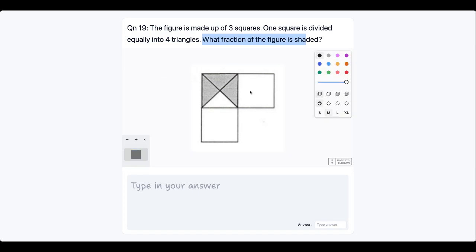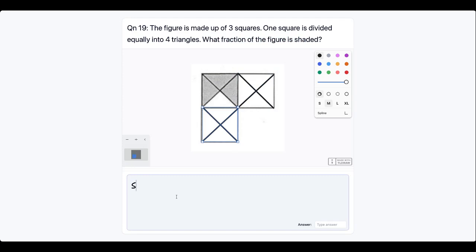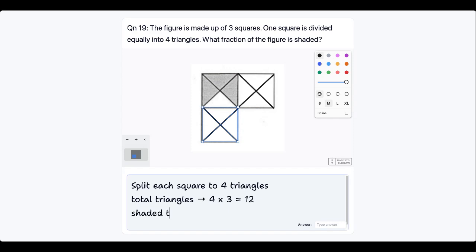Okay, so from here we can split each square into four equal triangles. Same goes for the other one as well. That's what you see over here. So we split each square into four triangles, which means the total number of triangles is 4 times 3, which is 12. Then the shaded triangles is equal to 3.